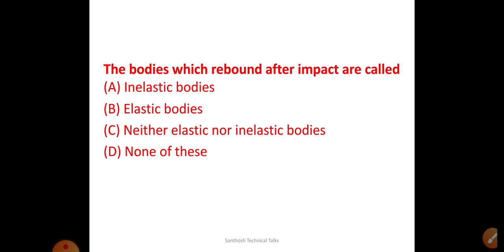Generally, the elastic bodies will rebound after impact. What is meant by rebound? It is bouncing back, like when a rubber ball is thrown at a solid rigid wall, the rubber ball comes back to us. If you throw it against the wall, it hits the wall and rebounds to us. So the elastic bodies generally rebound after impact.